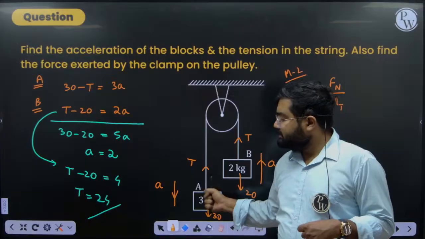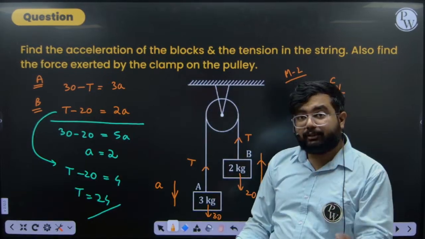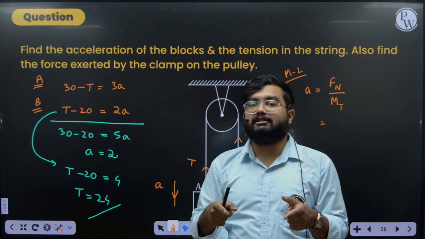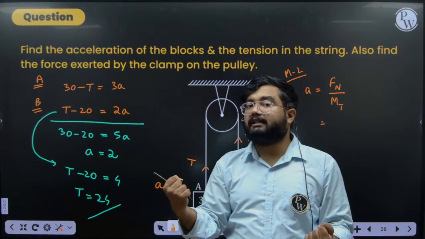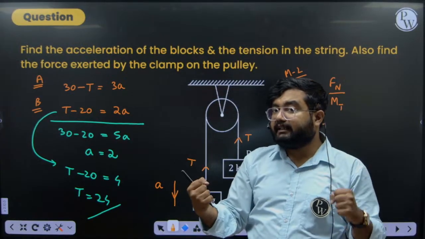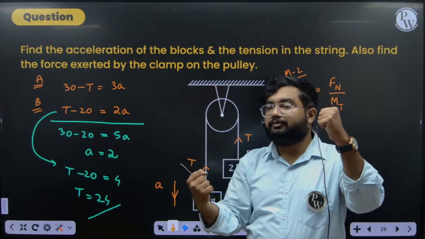So if you see, this A block has mg 30, but the B block has mg 20. 30 this side, 20 this side, they are opposing each other. So the net force is 30 minus 20 because it will move like this. So 20 is trying to move it in the opposite sense. 30 wants it to move in the opposite sense.